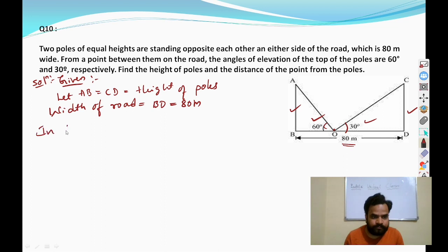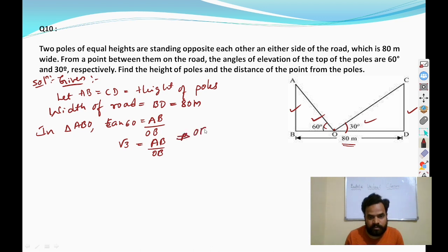Now in triangle ABO, which is having 60 degree. So I will take tan 60 degree is equals to AB by OB. Tan 60 is root 3 is equals to AB by OB, or this can be written as OB is equals to AB by root 3. I will keep this as it is.